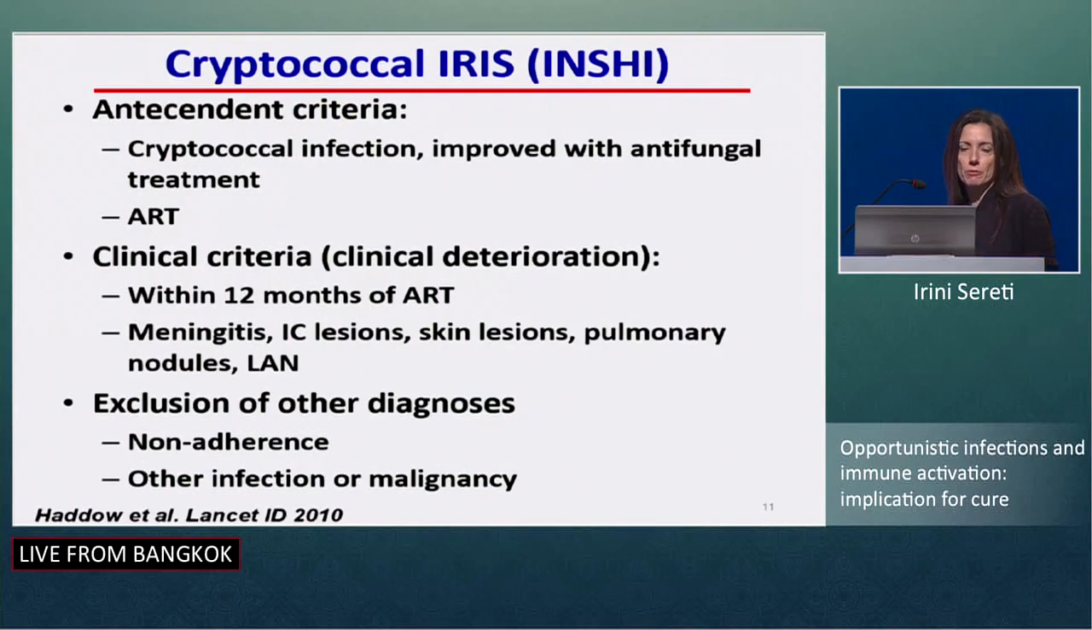INSHI has also come up with a definition for cryptococcal IRIS. They require some antecedent criteria, which are, obviously, known cryptococcal infection that has already improved with antifungal treatment. This is for paradoxical IRIS after initiation of antiretroviral therapy. Clinical criteria basically include clinical deterioration within the first year of antiretroviral therapy with presentation with meningitis, intracranial lesions, skin lesions, pulmonary nodules, or lymphadenopathy. And then what I always emphasize, exclusion of other diagnoses, including non-adherence. I think we just saw a very interesting case also of fluconazole resistance, and then other infection or malignancy.